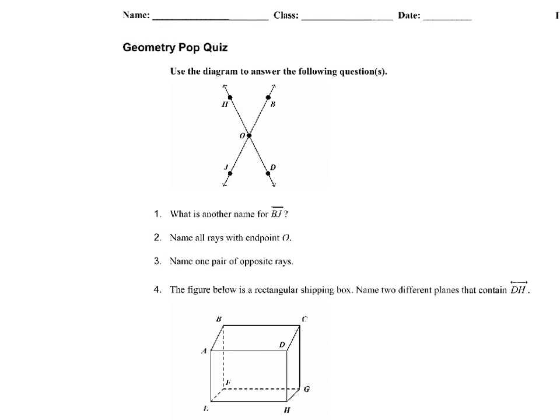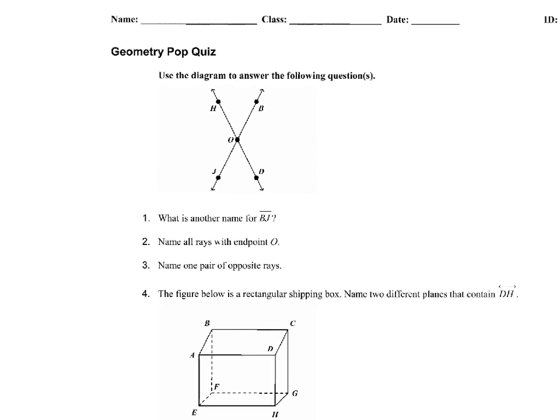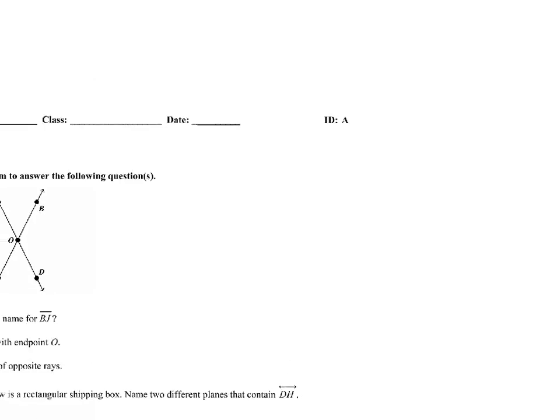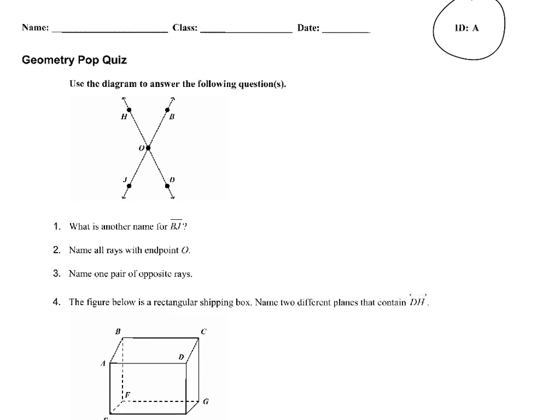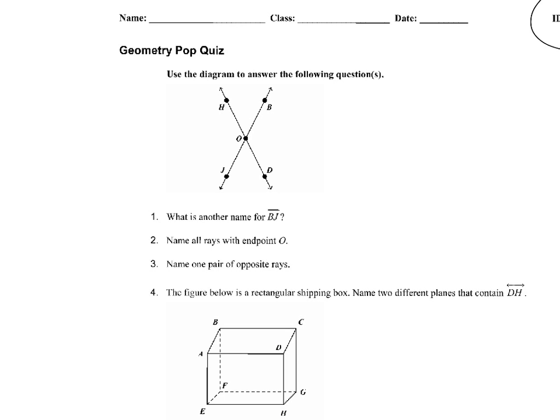Hello, we're looking at Geometry Pop Quiz, which covers section 1.1, version A. All right. First, use the diagram to answer the following questions. What is another name for BJ? Well, let's see. BJ is right here, and that is a line segment. We can reverse the name and make it JB. Notice the single line over the top with no arrows means it's a line segment.